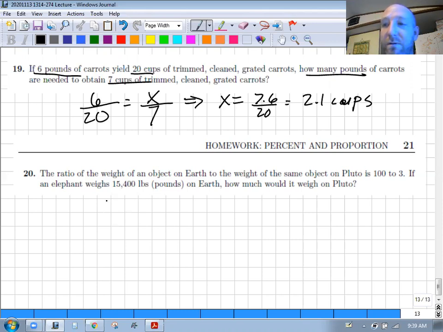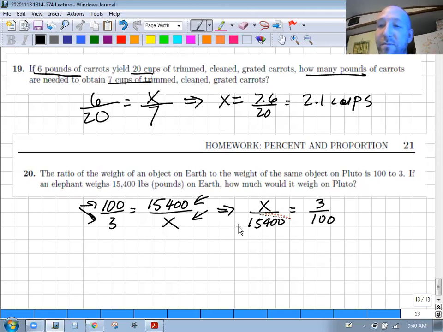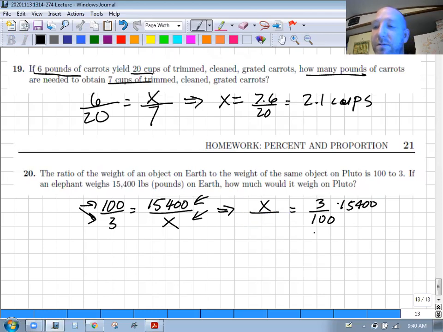Well, 100 is to 3, as 15,400 is to x. Weight on Earth, weight on Pluto. So x over 15,400 equals 3 over 100. Multiply both sides by 15,400 and then multiply it out. 15,400 times 3 divided by 100 is 462 pounds.